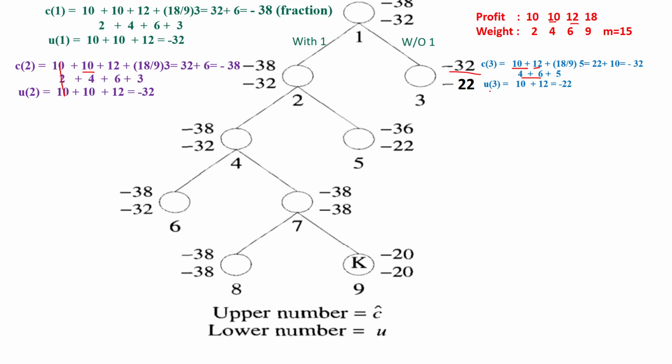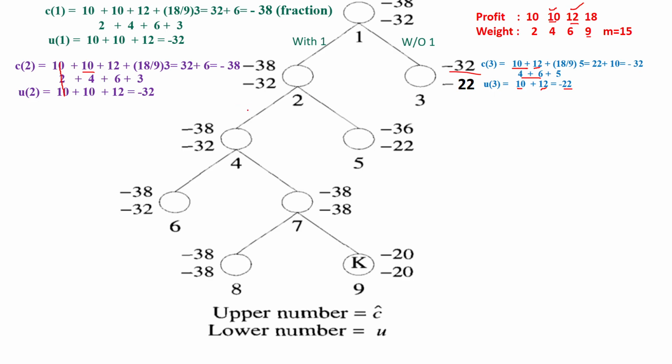Same thing for the lower number, 10 and 12. Second item and third item. It is not possible to place this item. That's why I am considering only these two numbers. Fraction also you have not considered here. So that's why it is minus 22 here. This is for without 1 here.